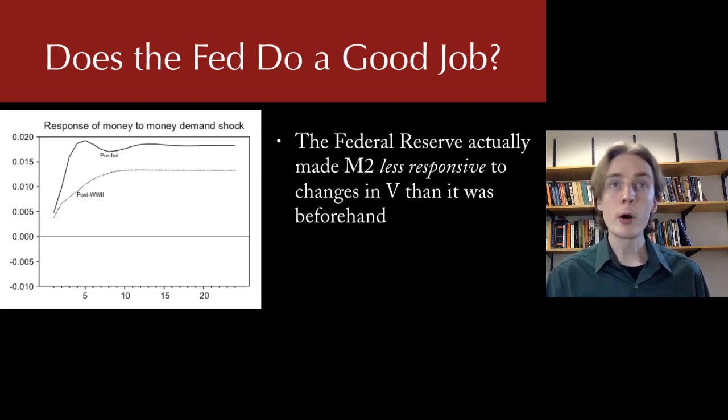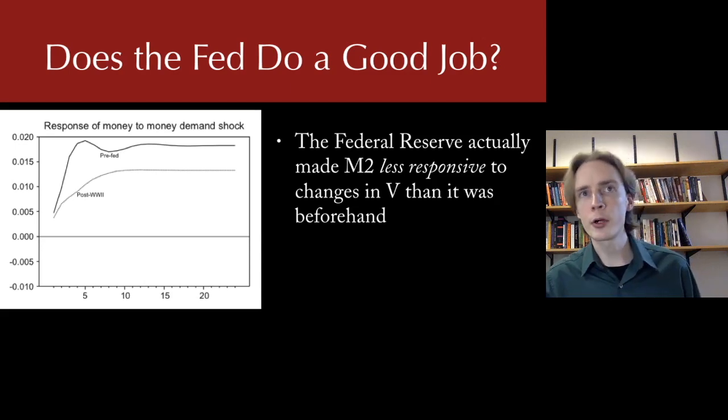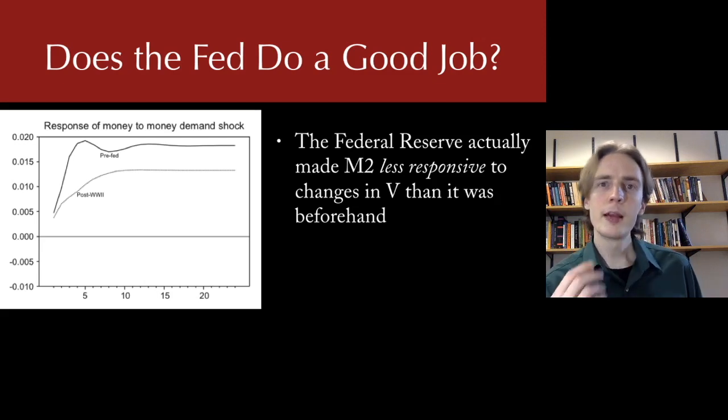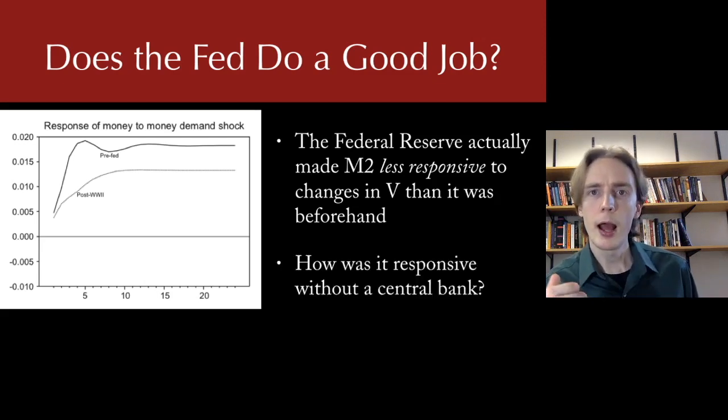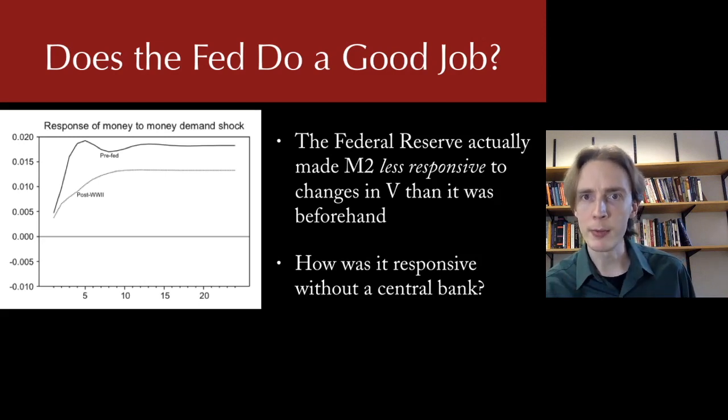You'll see both of them are responsive, but a bit of a shallower curve, a bit of a slower response after World War II. Now that's a little weird, right? How is this possible? How is the money supply responding to money demand if you don't have a central bank?